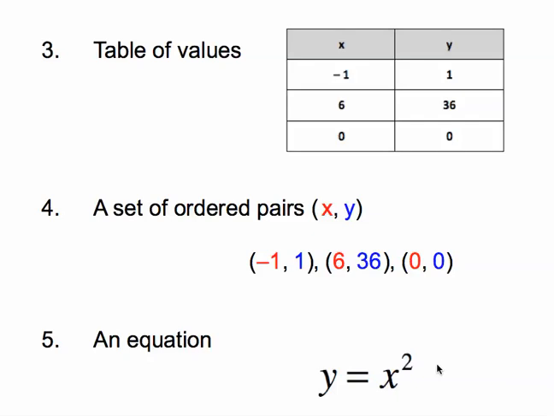We're used to also seeing relations expressed as equations. y = x². Again, y being the output, x being the input. This is telling us that whatever you put into this relation, you square it, and the output you'll get is going to be called y. So input 6, square 6, you get 36 as an output.